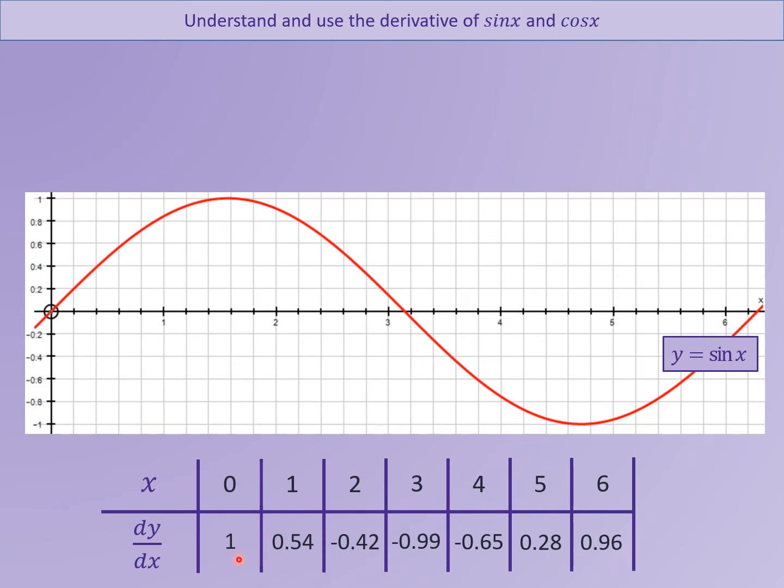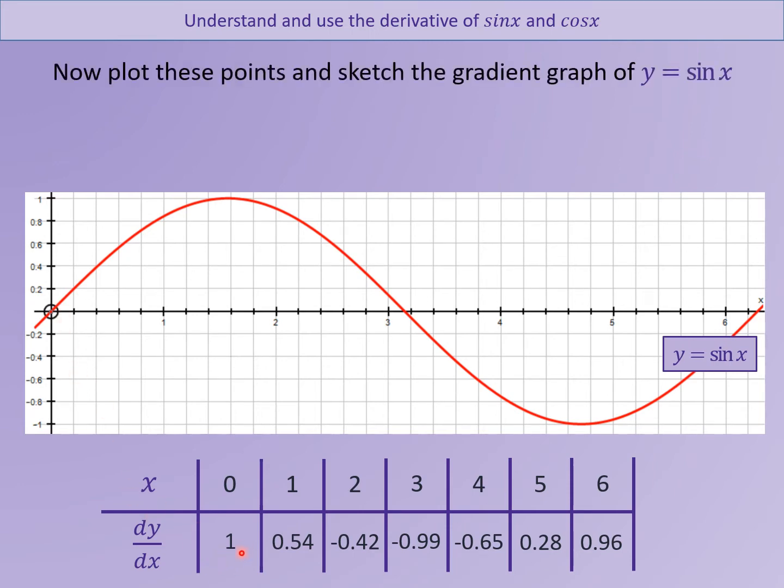If we plot these onto our graph, we're going to investigate what that equation looks like. This is our gradient function we're going to plot now. On our sketch, at 0 the value is going to be 1. At 1, it's roughly about 0.54, so that's roughly about there. At 2, it's minus 0.42, so that's roughly about there, and so on. There you go, minus 0.99, minus 0.65, 0.28 about there, and 0.96, which is up there.